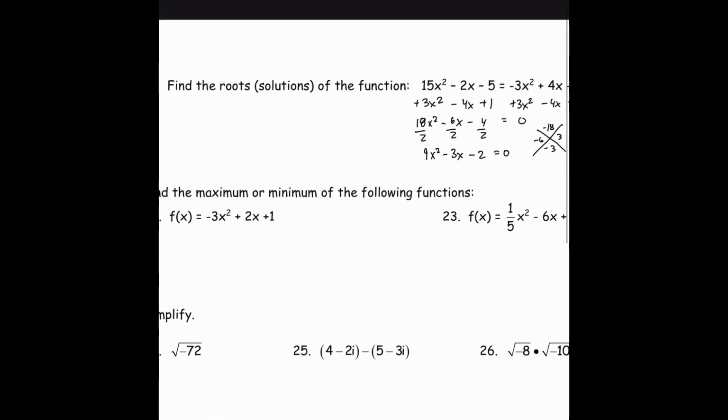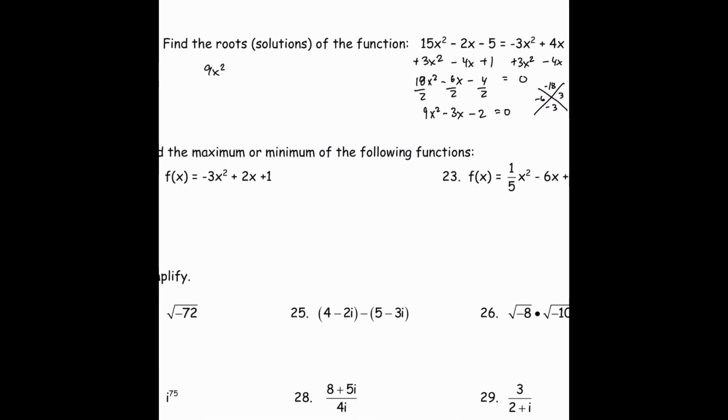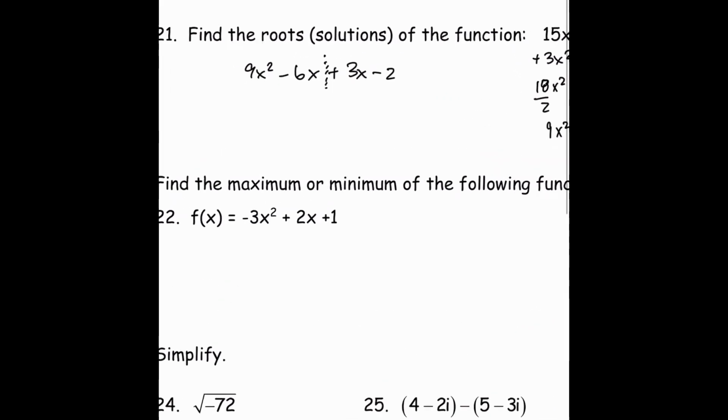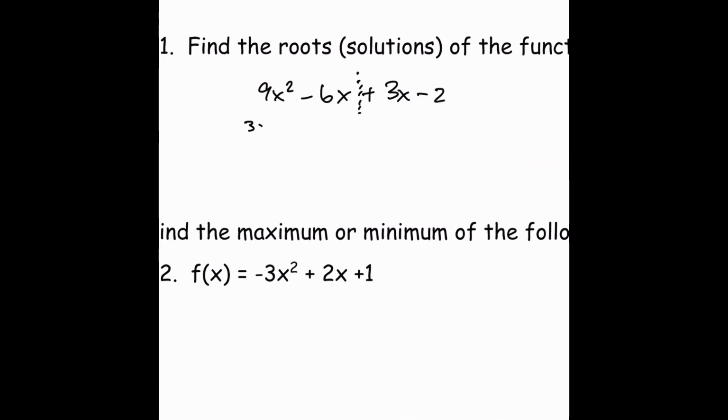So let's see, 9x squared. I'm going to split up the negative 3x into negative 6x plus 3x minus 2. All I did was break up that negative 3 using the terms I just figured out. Split it down the middle, factor the GCF out of the left two terms. So I can pull out a 3x. What's left behind? Another 3x minus 2, because 3 times 3 is 9, 3 times negative 2 is negative 6.